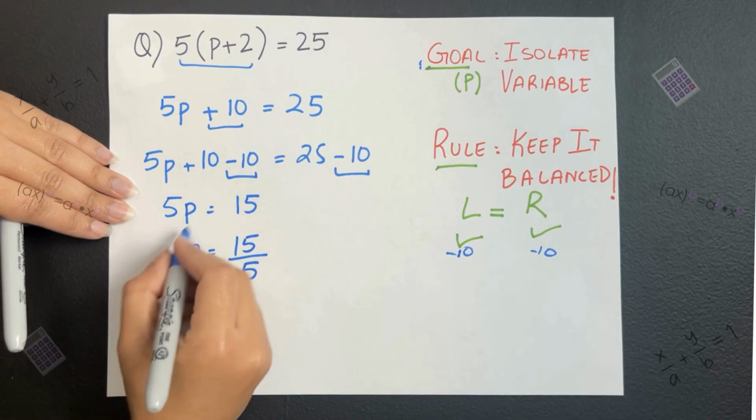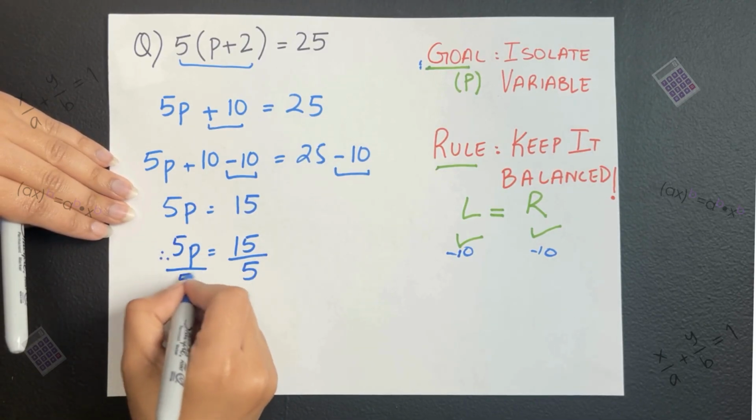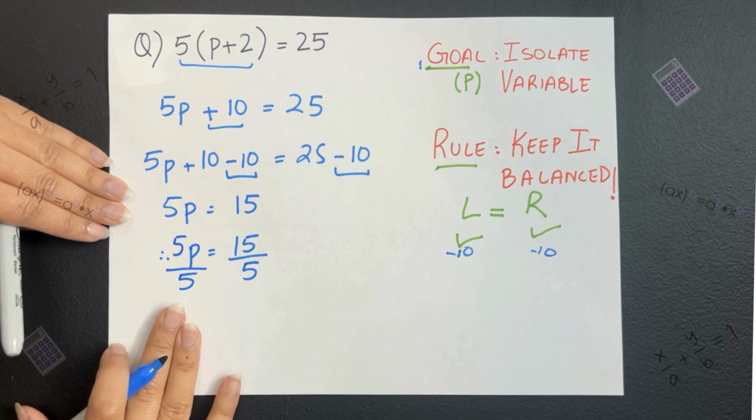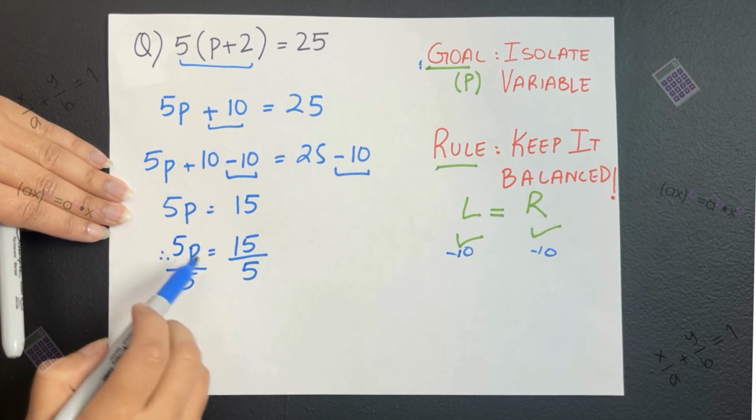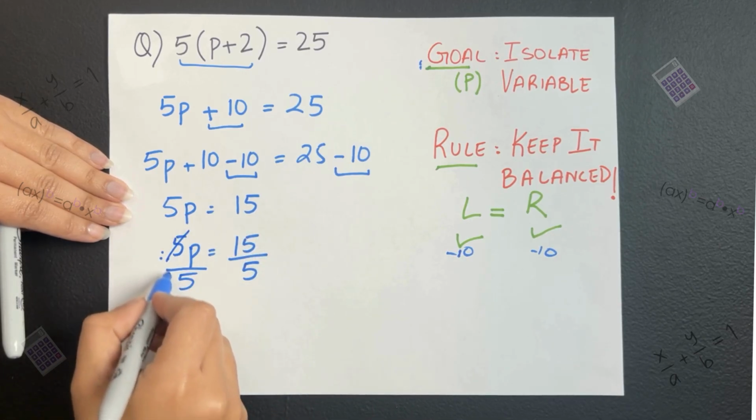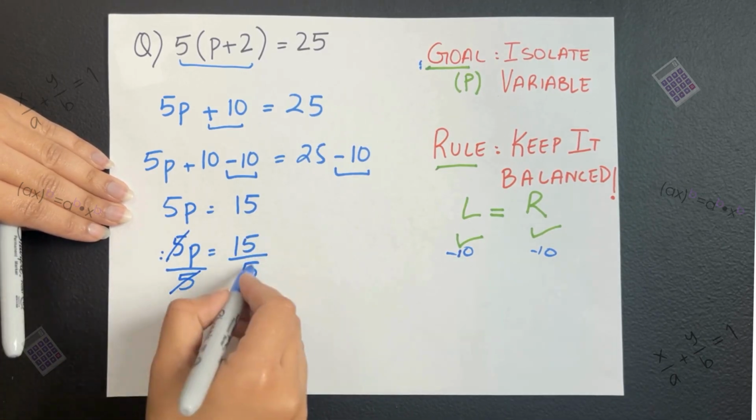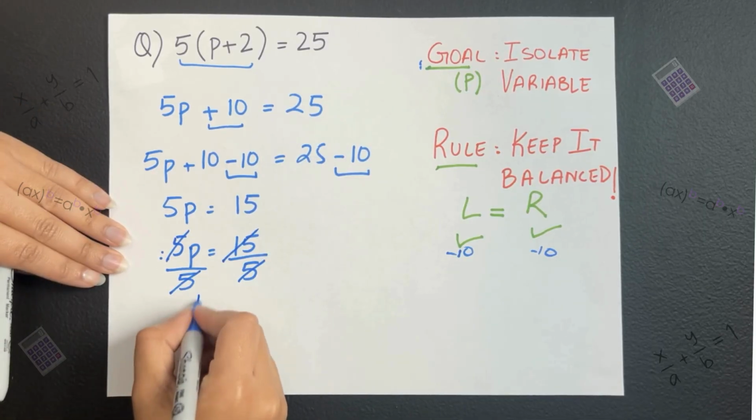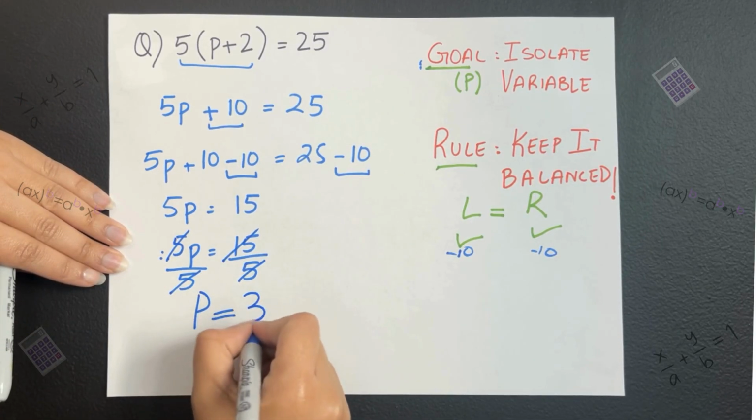It's not magic. It was actually this, that we usually skip this step, but this is what you are doing. That's why 5 is moving from left side to right side. We are practically just dividing everything by 5 here. Okay, so therefore p is equal to 3.